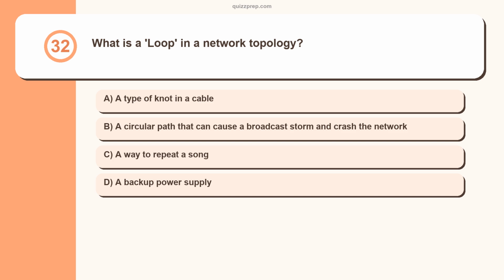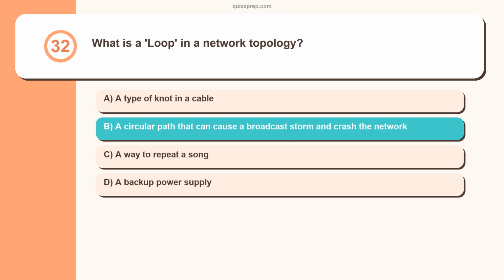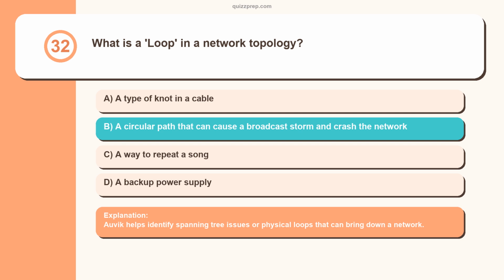Question 32. What is a loop in a network topology? A type of knot in a cable. A circular path that can cause a broadcast storm and crash the network. A way to repeat a song. A backup power supply. Auvik helps identify spanning tree issues or physical loops that can bring down a network.